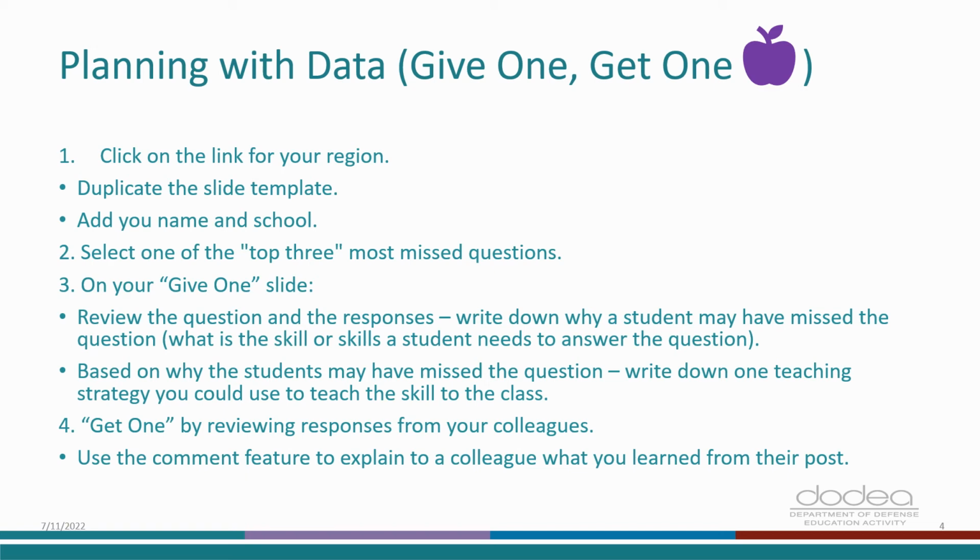So with that in mind, we're going to plan with data in an activity called Give One, Get One. So you're going to click on the link for your region, duplicate the slide template, and where it says add your name and school, select one of the top 3 most missed questions. Then on your Give One slide, review the question and the response. Write down why a student may have missed the question. What is a skill or skills that a student needed to answer the question correctly? And based on why the student may have missed the question, write down one teaching strategy you could use to teach the skill to the class.